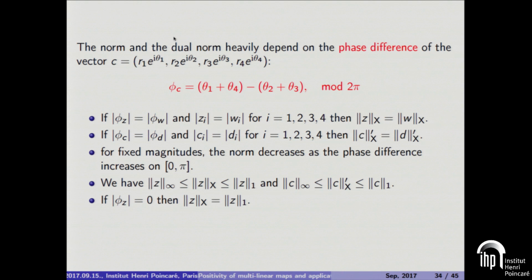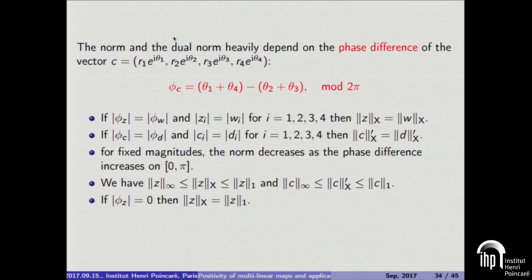The norm and the dual norm we are concerned with in the three-qubit case heavily depend on this number. This is determined by the angular part. Quantum physicists usually say that the angular part of a complex number is the phase, so we call it the phase difference. For example, like this, the norm and dual norm depend only on the magnitude of the four entries and the phase difference. Maybe we have some trivial inequalities.